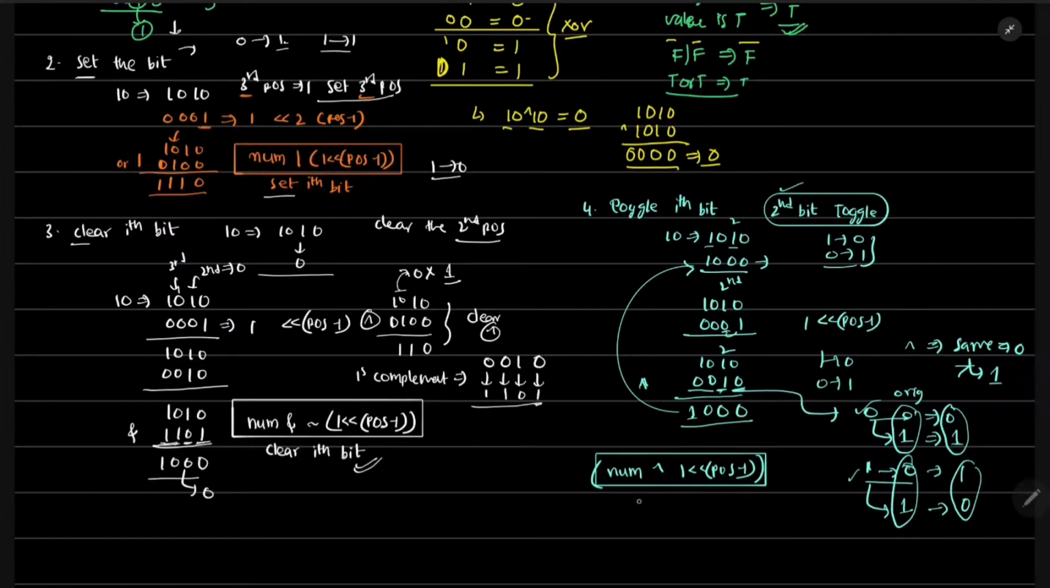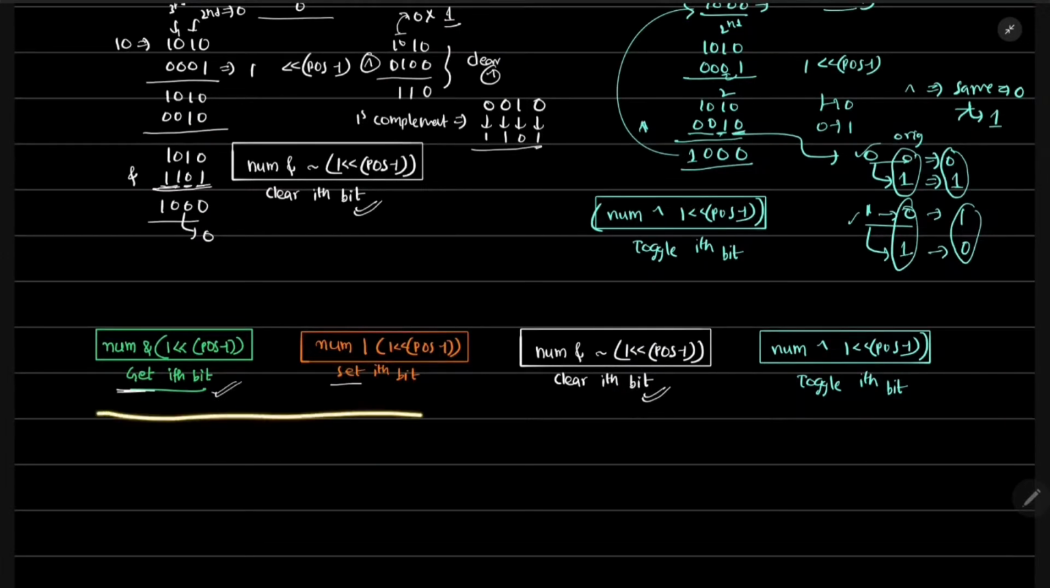Okay, these two, toggle and ith bit. So let me take all the formulas into one place. So you see, I placed all the formulas in one place. You can have a closer look. To get the ith bit, we use 1. We send that 1 to the position i-1, and then we use the AND operator here, right?